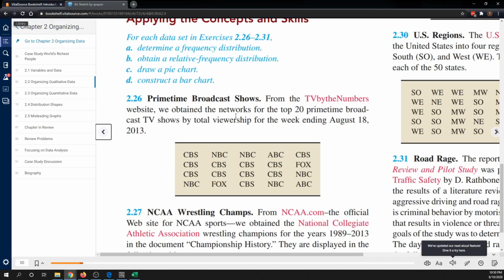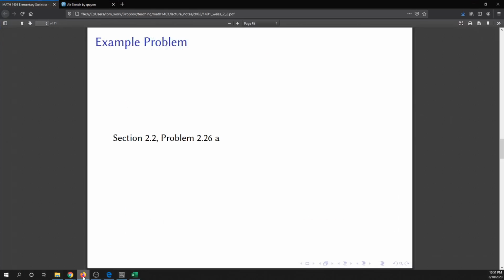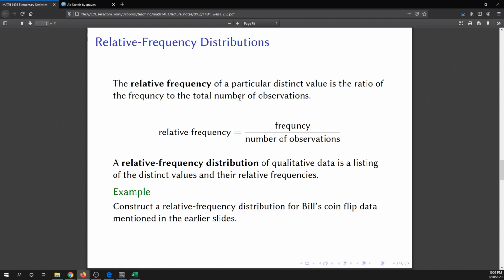All right. So next thing that we want to talk about is the relative frequency distribution. The relative frequency of a particular distinct value is the ratio of the frequency to the total number of observations. I misspelled frequency in a couple spots there, I need to go back and fix that. So it would be the frequency divided by how many observations that you have. And so a relative frequency distribution for qualitative data is a listing of the distinct values and their relative frequencies.